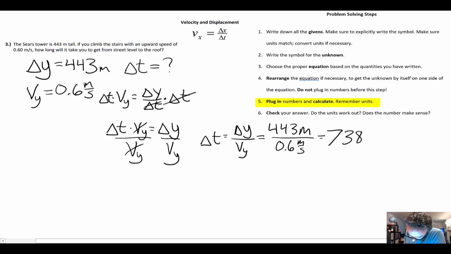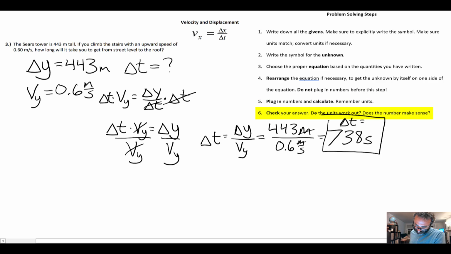And for my unit, I have a meter divided by a meter per second. So the meters cancel out, and what I'm left with is seconds. So the time it takes to climb that Sears Tower is 738 seconds, which is a little bit more than 12 minutes. So we should do number 6 and check our answer. The units worked out. I ended up with seconds, and I was looking for a time, so I did that okay. And the number makes sense as well. 12 minutes to climb the stairs of a skyscraper. That seems like a reasonable amount of time.